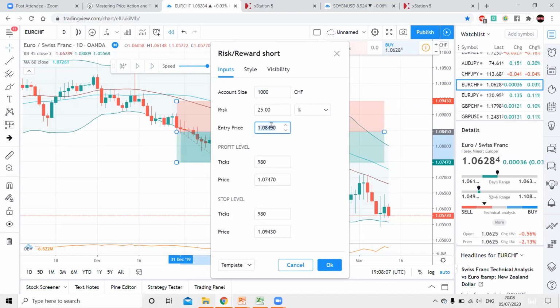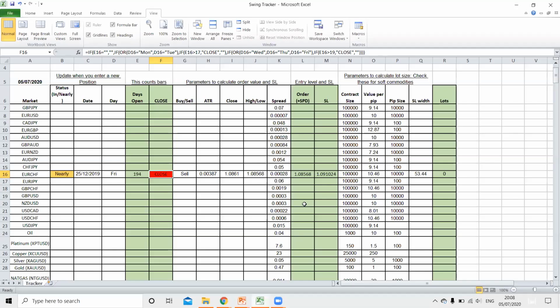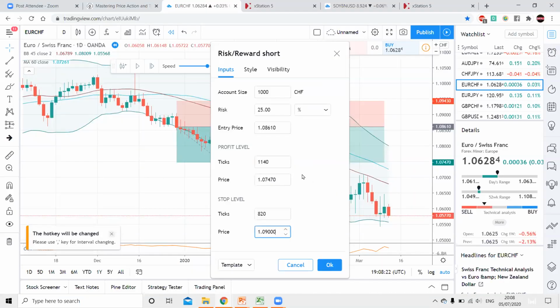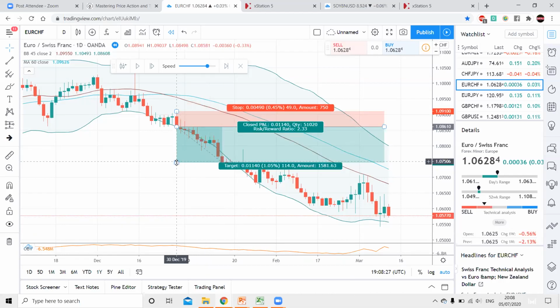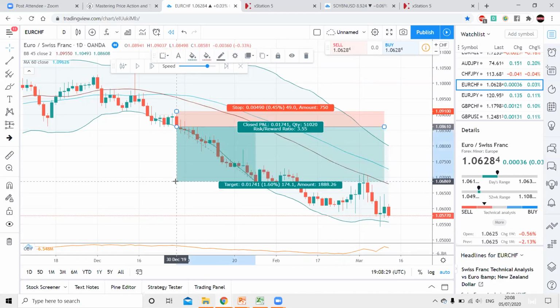and I think we got in at 1.0861, and our stop loss 1.09, what was it? 1.091. And then bring this down to around about the close of those candles. So 3.6 risk to reward there. That's not bad. That's a pretty good trade.